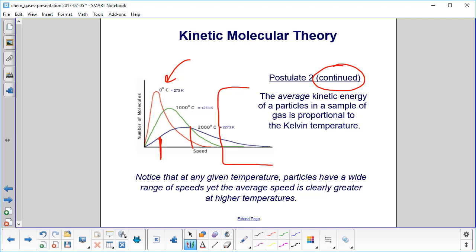your 2000 Celsius and 1000 Celsius do. Well, actually just the 2000. The 1000 cuts off there also. So when you average all of these, you will get a much higher average temperature. So you have a greater average kinetic energy.